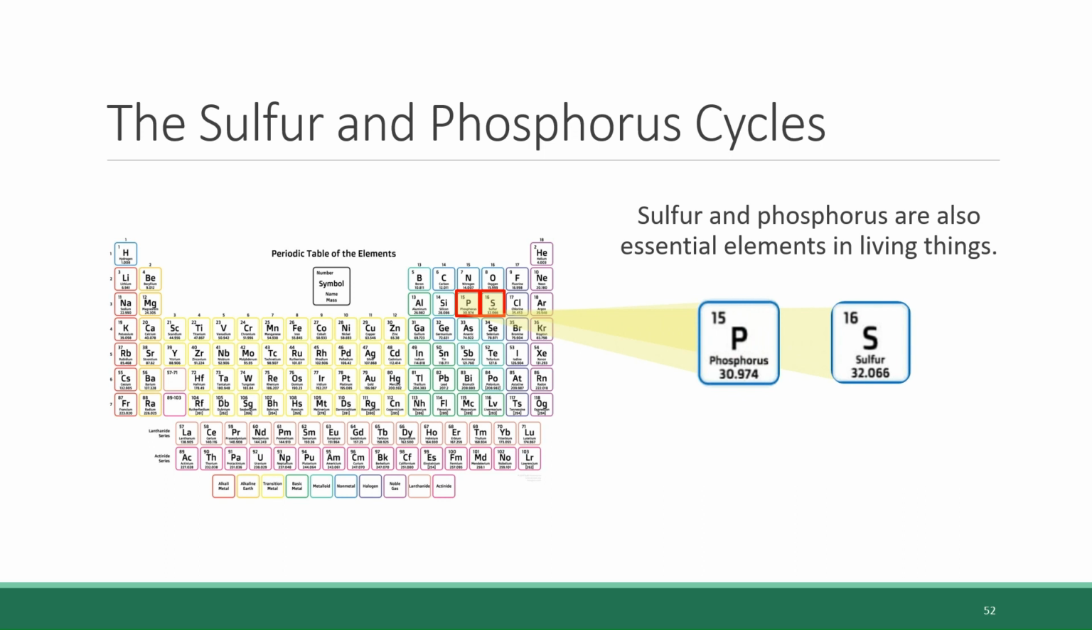But we do need to look at these elements with respect to how they flow in and out of living things, because phosphorus is a major component of DNA and cell membranes, and sulfur is an important part of proteins. And without either of them, life could not go on. So let's take a look at sulfur first.